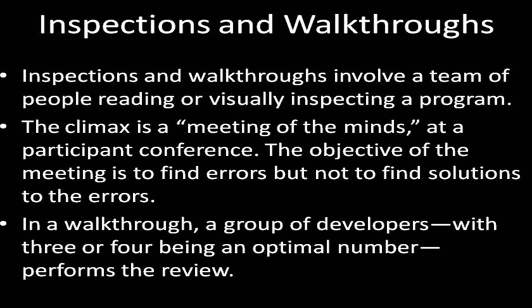The two primary human testing methods are code inspections and walkthroughs. Since the two methods have a lot in common, we will discuss their similarities together here. Their differences are discussed in subsequent sections. Inspections and walkthroughs involve a team of people reading or visually inspecting a program. With either method, participants must conduct some preparatory work. The climax is a meeting of the minds at a participant conference. The objective of the meeting is to find errors, but not to find solutions to the errors. That is, to test, not debug.